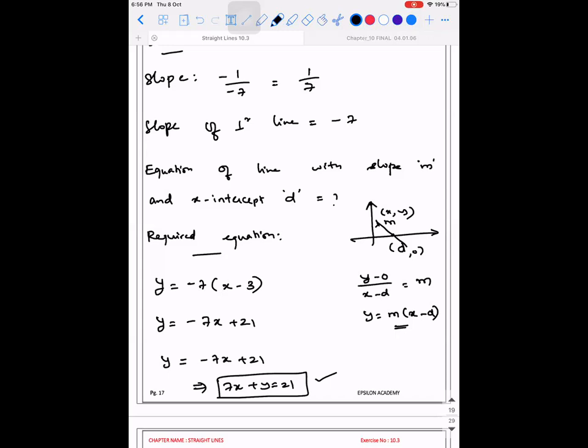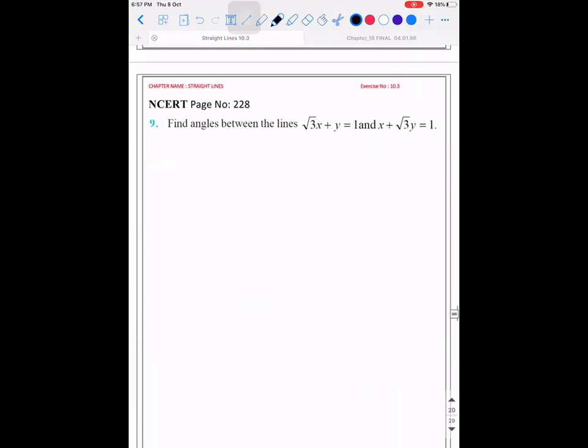Let me know once you are complete. Done, sir. Done? So we'll go to the next problem. Find the angle between the lines. You people do and tell me. I'll give you 2 minutes.